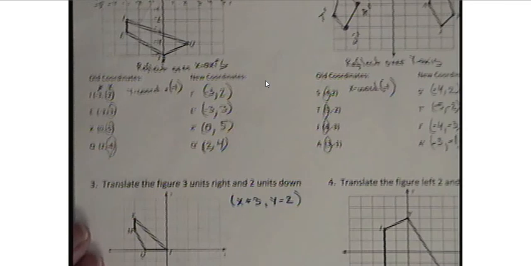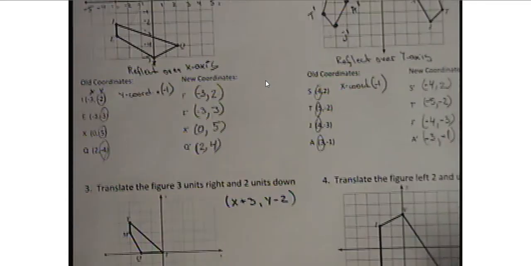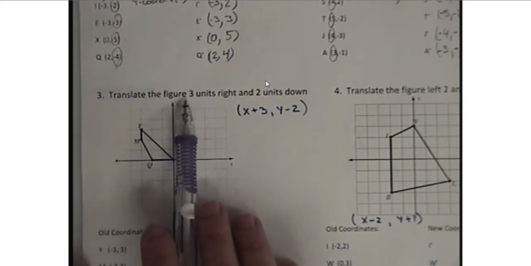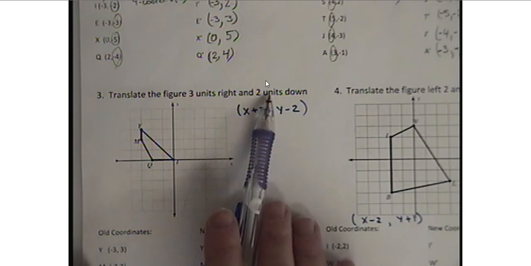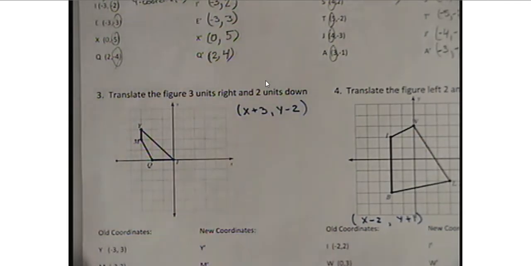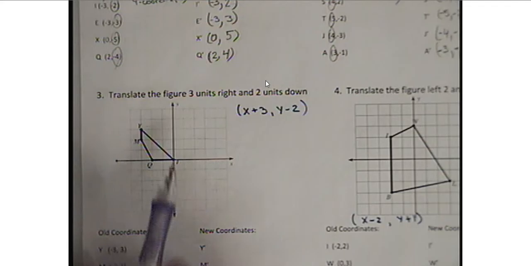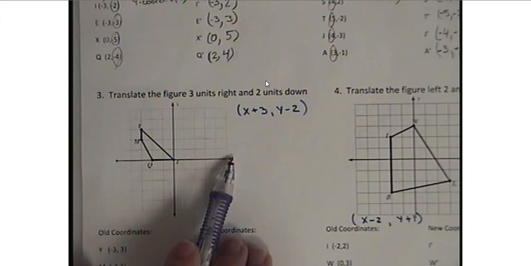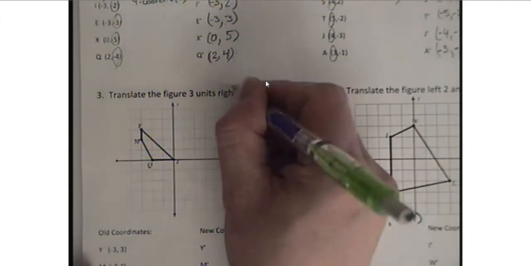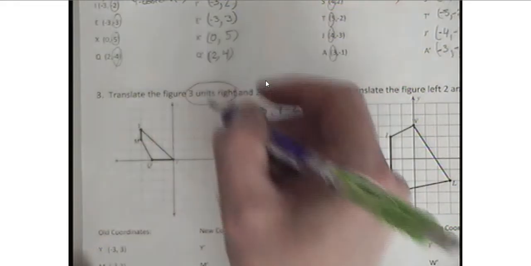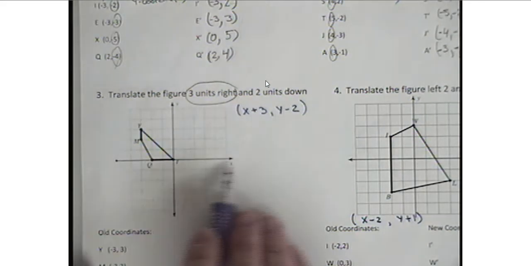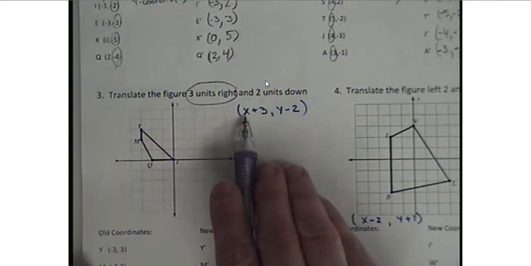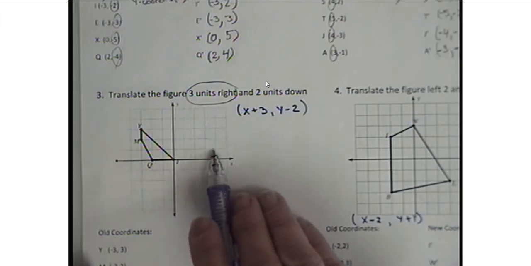So the translation part is when we are given, for example number 3 here, it says translate the figure 3 units to the right and 2 units down. So when you're going to the right, you're moving this direction. When you move this direction, all positive numbers are to the right. So since it says 3 units to the right, and this is x, because the movement left and right stays for the x-axis, I'm using x variable plus 3 units to the right.